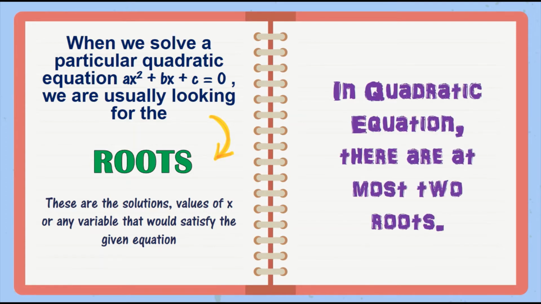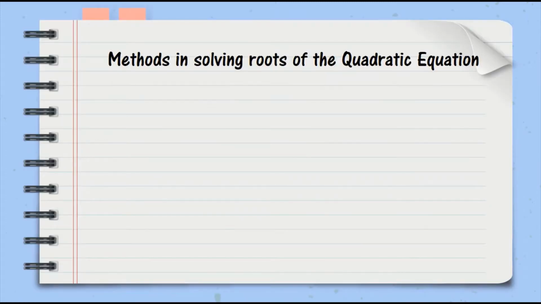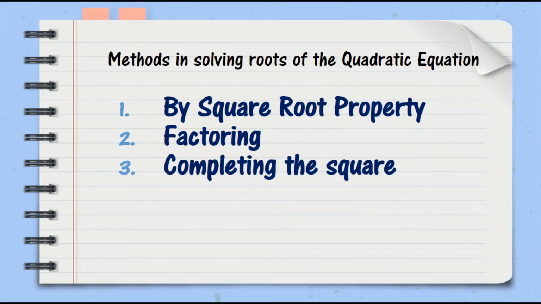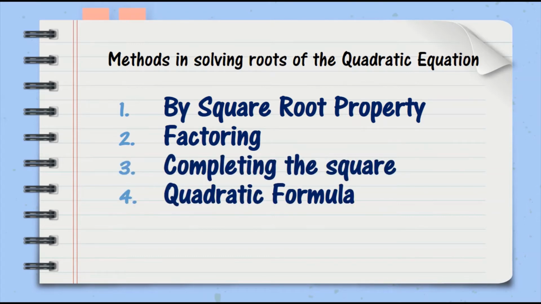Okay, so in a quadratic equation, there are at most 2 roots. So when we solve a certain quadratic equation, we expect 2 roots. So we have methods in solving roots of the quadratic equation. Una, yung by square root property. Next, factoring, completing the square, quadratic formula, and another method is through graphing.